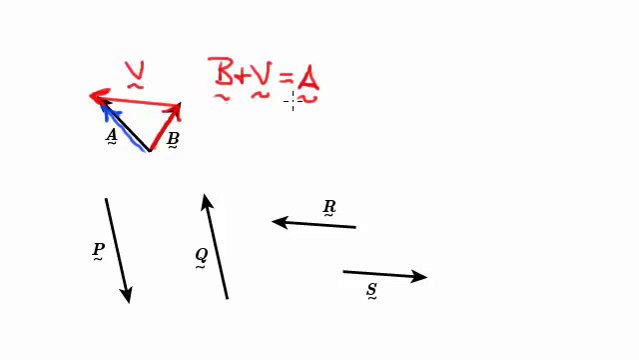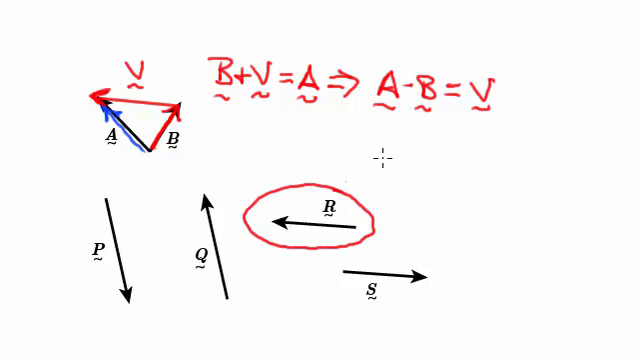So now I've got a nice little relationship between vectors. And all I want to do next is rearrange these terms. I'm going to put the B on the other side. So I'm going to say A minus B is equal to vector V. So there's a difference right there. So the difference between A and B is going to be this vector right there, what I'm calling vector R. So this is A minus B.